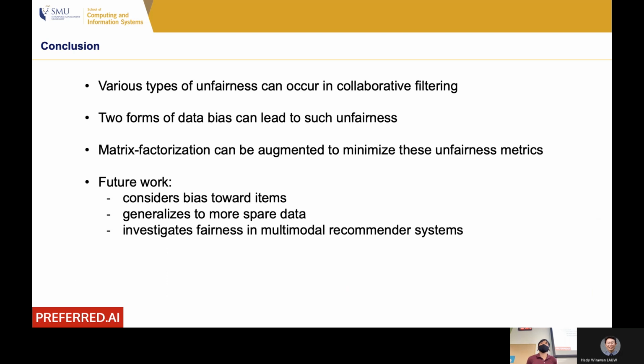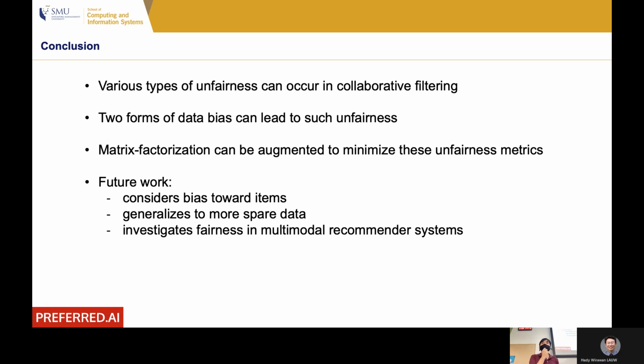So let's come to the conclusion of this paper. This paper presents various types of unfairness that can occur in collaborative filtering, and the two forms of data bias that can lead to such unfairness, which they focus on: the population imbalance and observation bias. And the traditional approach, matrix factorization, can be augmented to minimize these unfairness metrics.